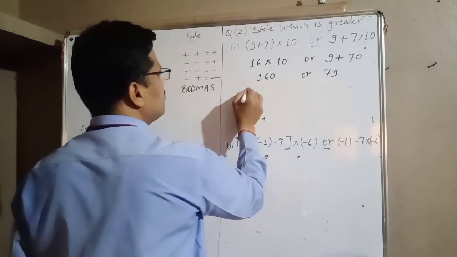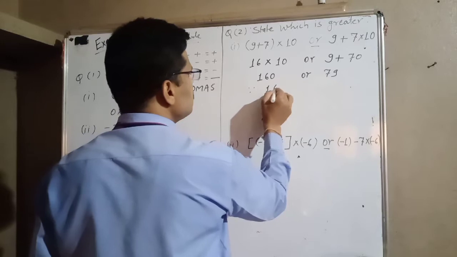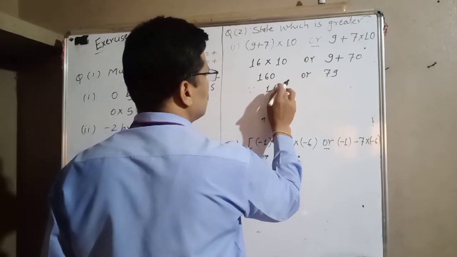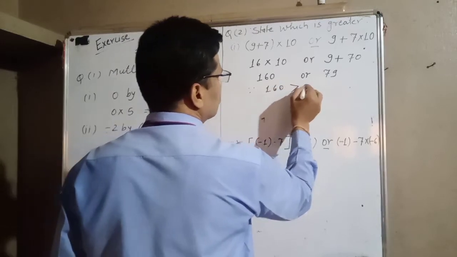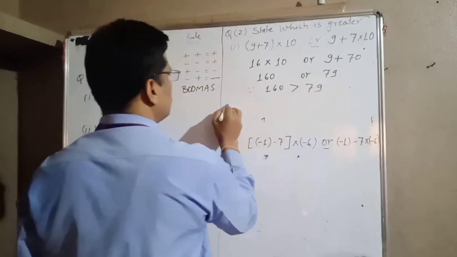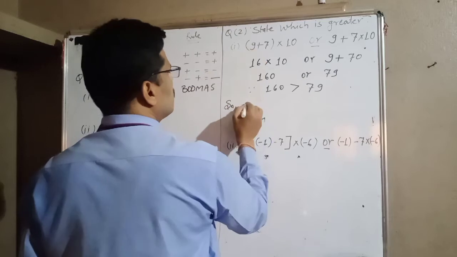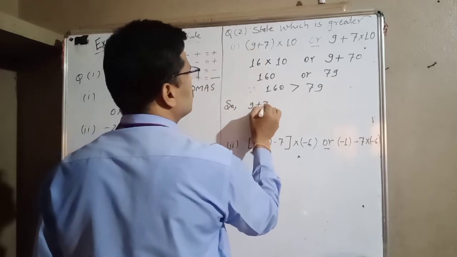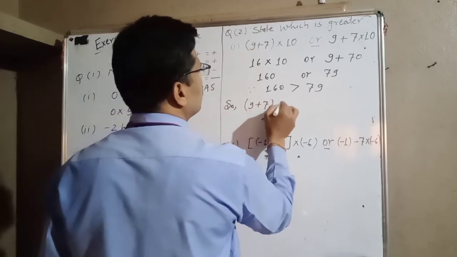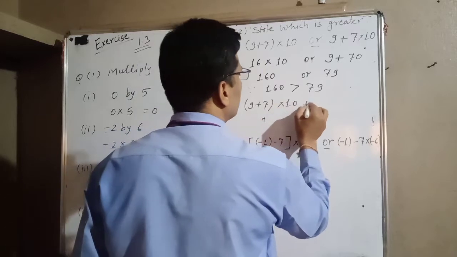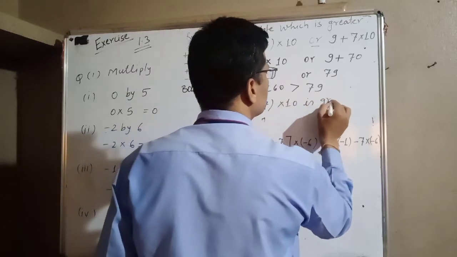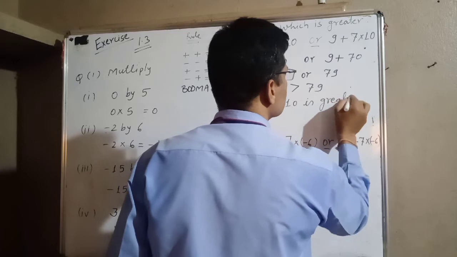So we can write since 160 is greater than 79. We can write here, so 9 plus 7 into 10 is less than that. This is our answer.